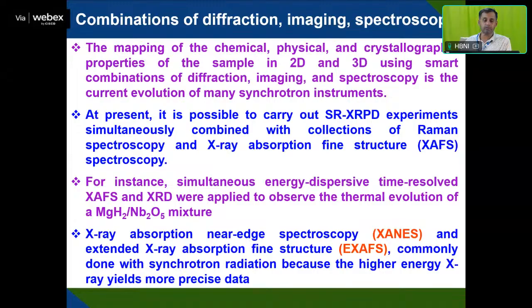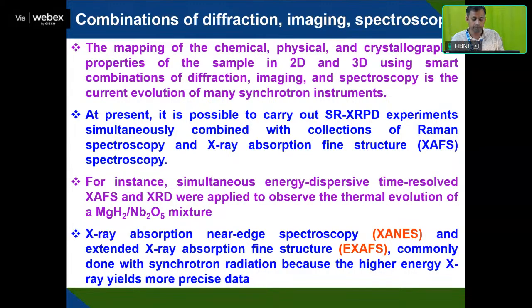You can combine different techniques with synchrotron XRD, and then it is possible to find out better information. You can combine Raman spectroscopy and X-ray absorption fine structure spectroscopy with synchrotron XRD to get better information, like mapping of chemical, physical, and crystallographic properties of the sample in 2D and 3D using a smart combination of diffraction and imaging. You can integrate diffraction, imaging, and spectroscopy techniques together to get better information with a synchrotron X-ray source.